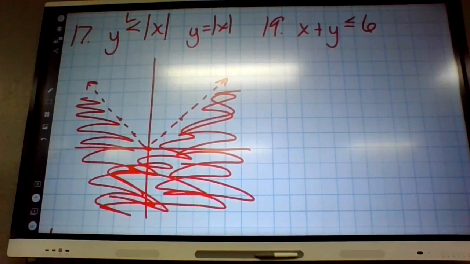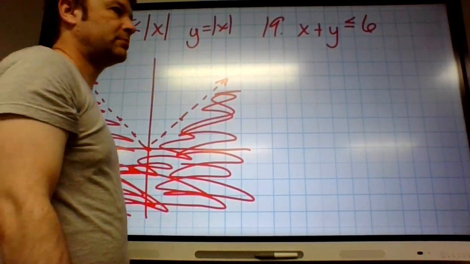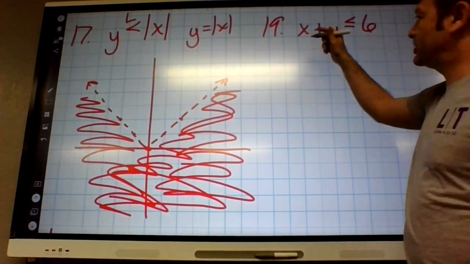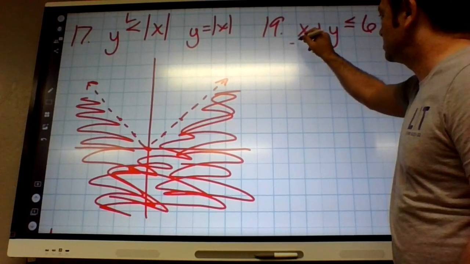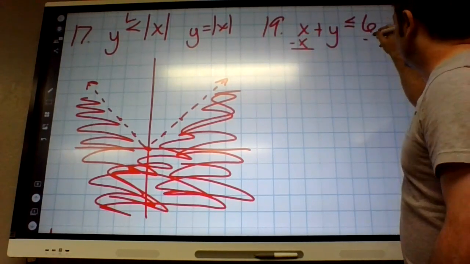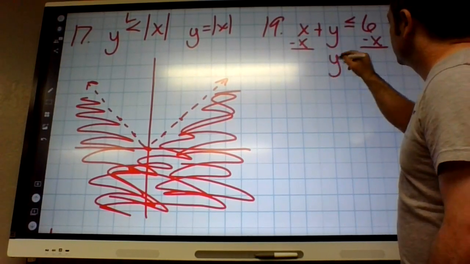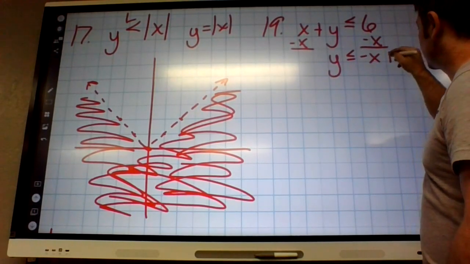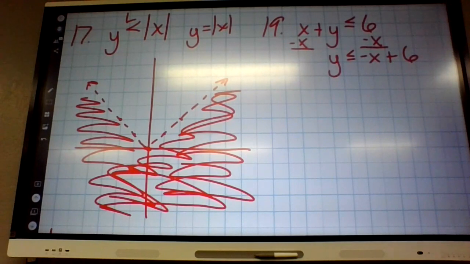x plus y is less than or equal to 6. Okay, what's different about 19? It's not solved for y, right? So let's get y by itself by subtracting x. Does the 6 and the minus x mix? No. So it's y is less than or equal to negative x plus 6.